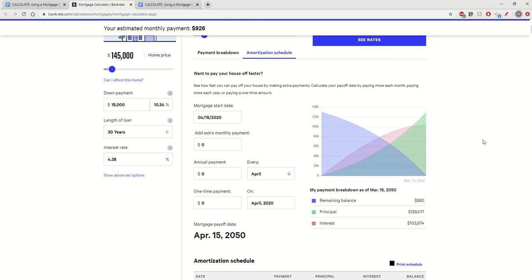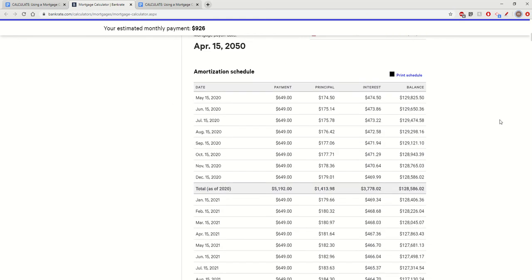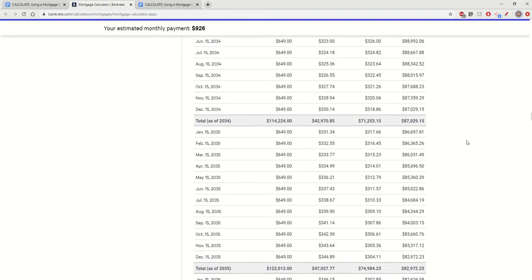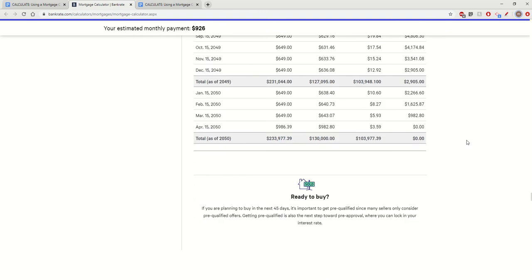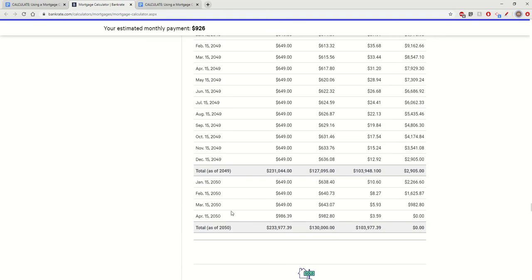You might have 77 if you looked at the amortization schedule. If you scroll all the way down to the amortization schedule, the total as of 2050, so remember it's a 30-year loan, right? So 2020 plus 30 years. You're going to pay it off in 2050. At the end of those 30 years, you're going to have to pay an extra $103,000 in interest.